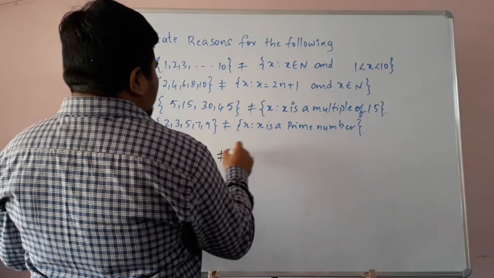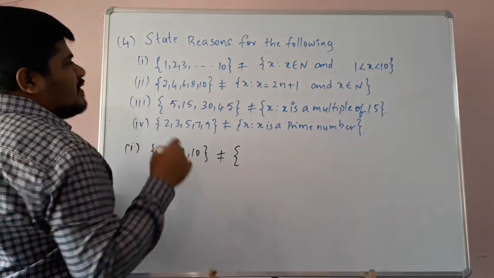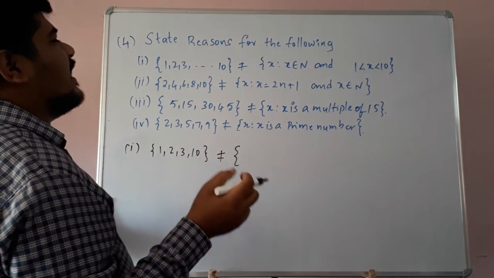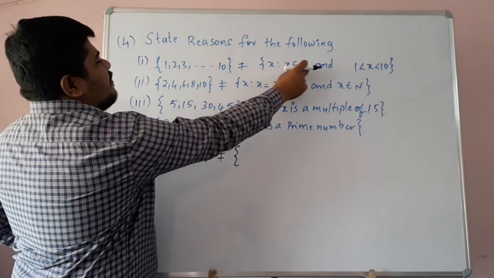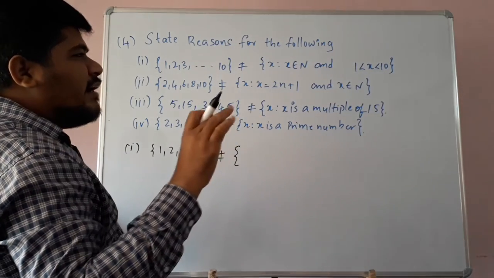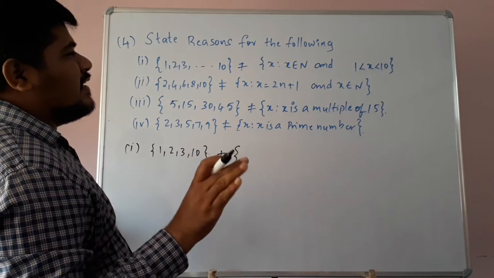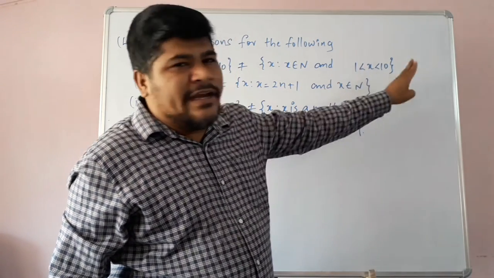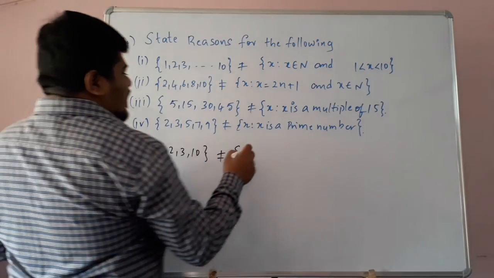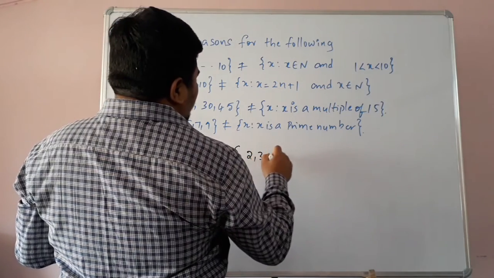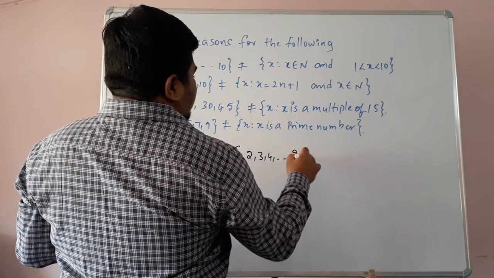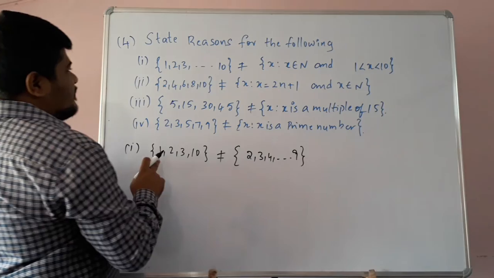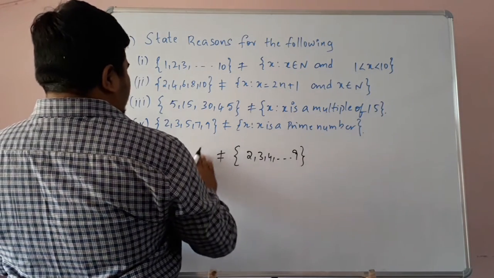If you write the roster form of the second set, what will you get, children? 1 < x < 10 and x belongs to N. x belongs to N means x is a natural number. And 1 < x < 10 means we have to take the natural numbers between 1 and 10. What are the natural numbers between 1 and 10? 2, 3, 4, and so on up to 9.